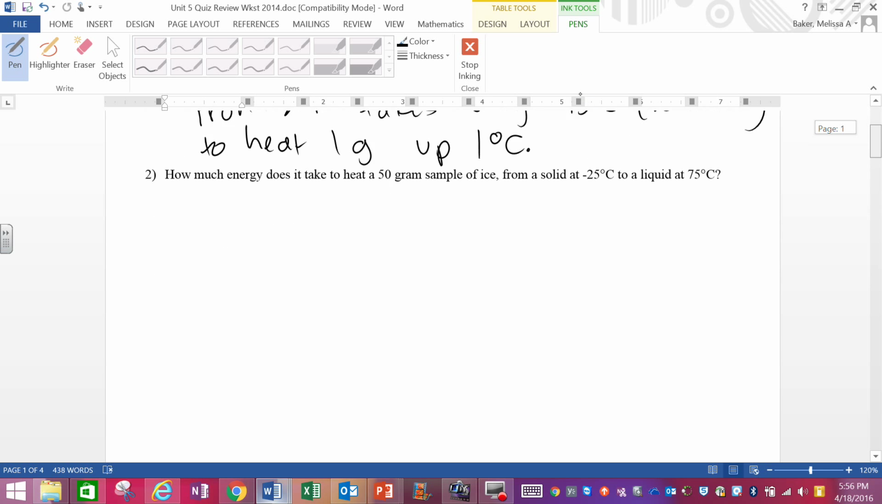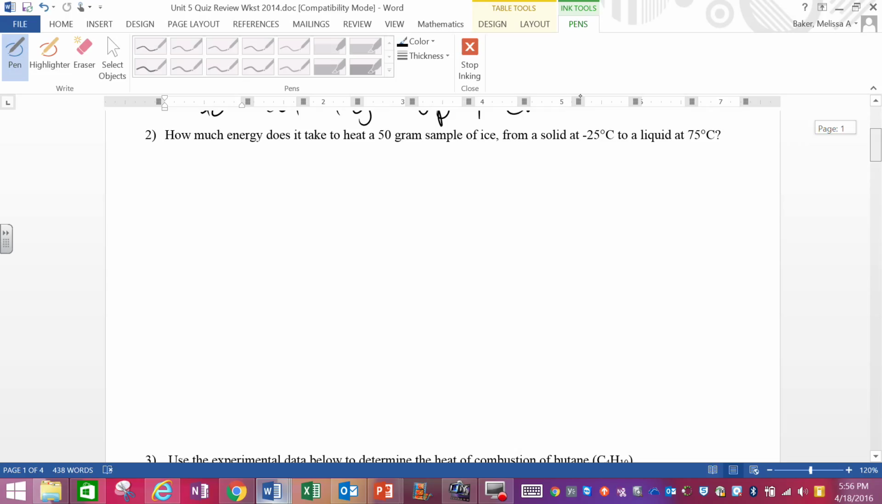Number 2, how much energy does it take 50 grams of ice to go from negative 25 degrees to a liquid at 75 degrees Celsius? Let's go off to the side and sketch a little energy heating diagram. So we're starting at negative 25. When it heats up, something special for H2O happens at 0 degrees. It melts.